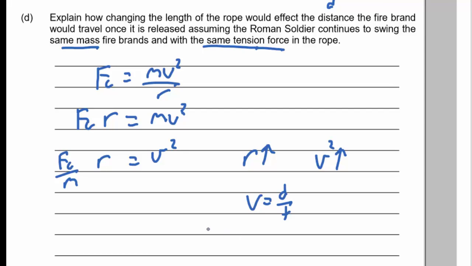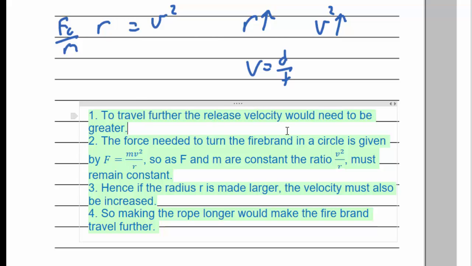So let's see if we can write that up. So to travel further, the release velocity would need to be greater, which is what we've said has happened. The force needed to turn the fireband in a circle was given by Fc equals mv squared over r. So as F and m are constant, the ratio of v squared over r must remain constant. Hence, if the radius is made larger, then the velocity must also be increased by a squared relationship. So making the rope longer would make the fireband travel further because it is going faster. That there is worth an excellence.